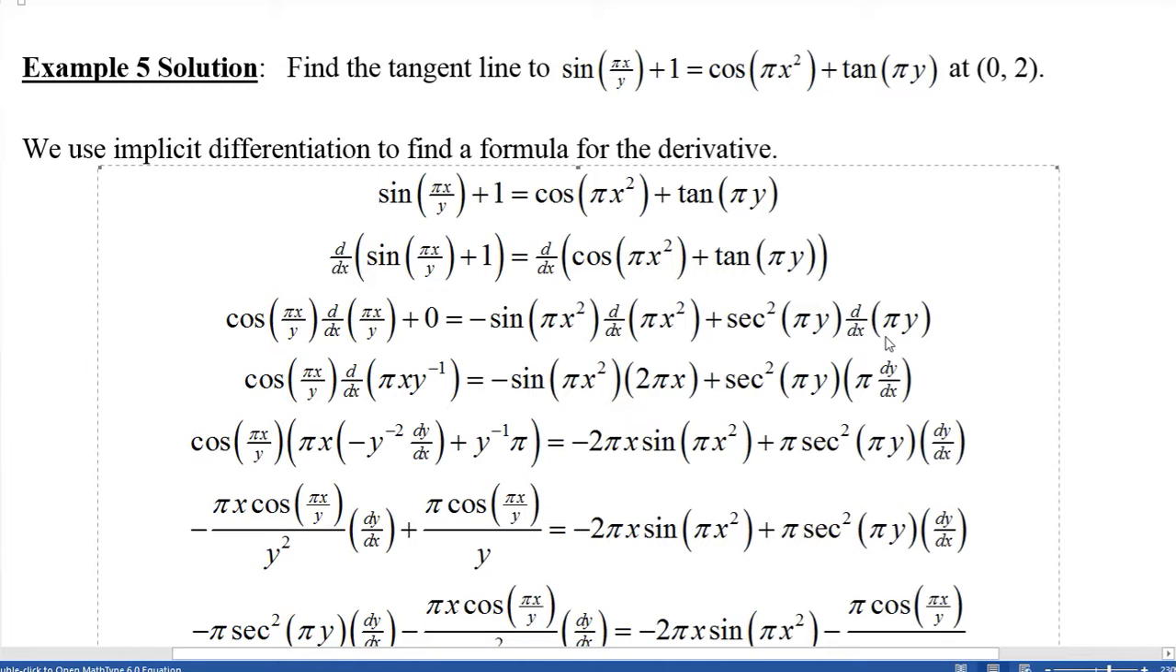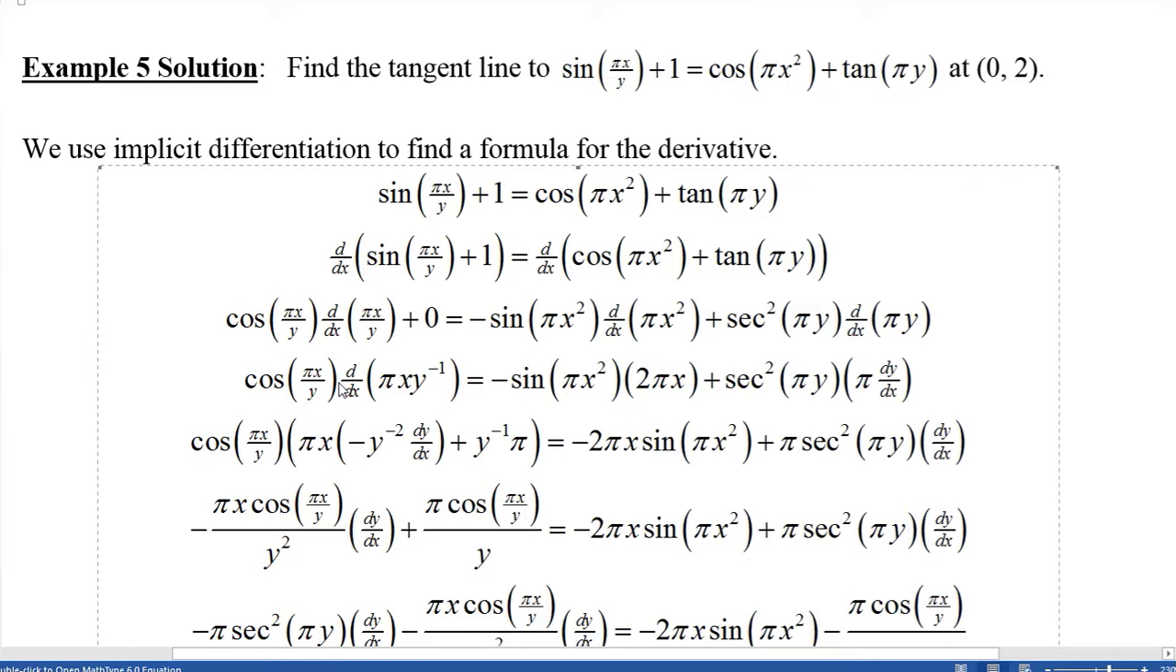Let's see. Let me start back here at the left. The derivative of pi x over y, I'm going to think of pi x over y as pi times x times y to the -1 and use the product rule. So first is pi x, the second factor is y to the -1. So it's the first times the derivative of the second, which is -1 y to the -2 times dy over dx, plus the second, y to the -1 times derivative of the first, derivative of pi x is pi.